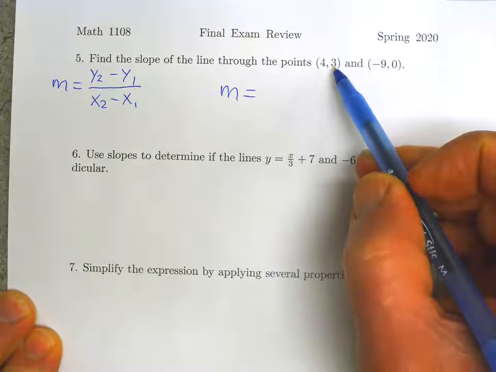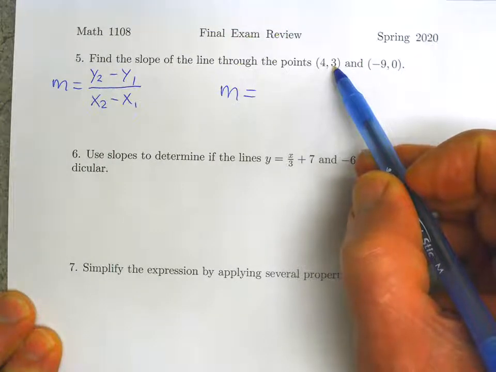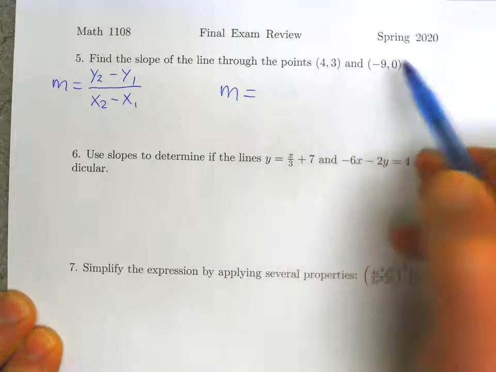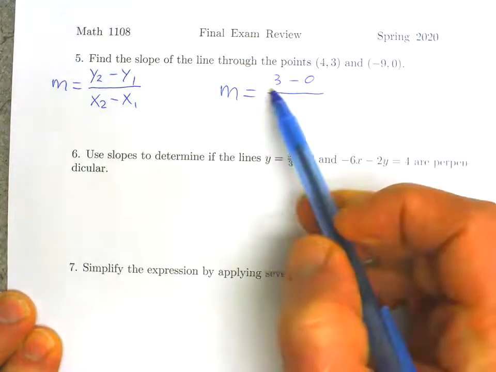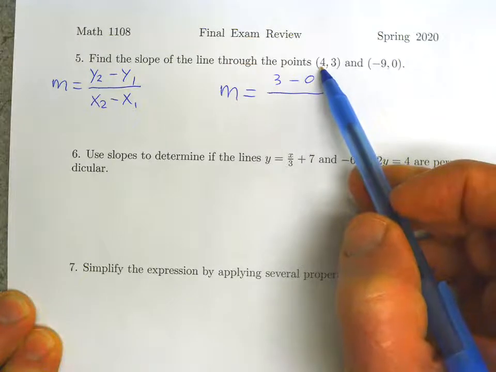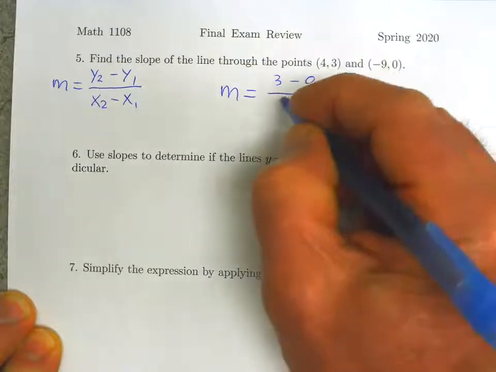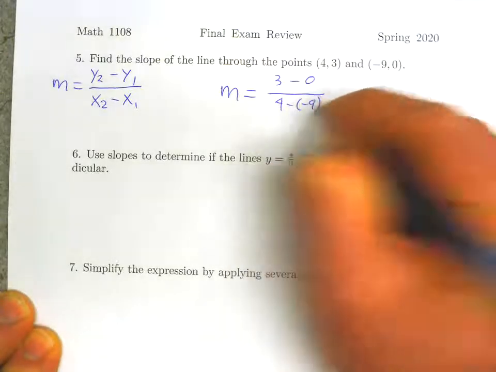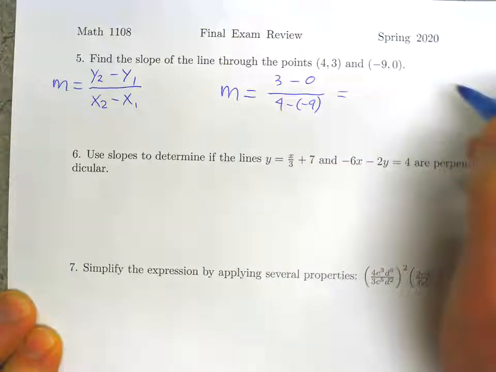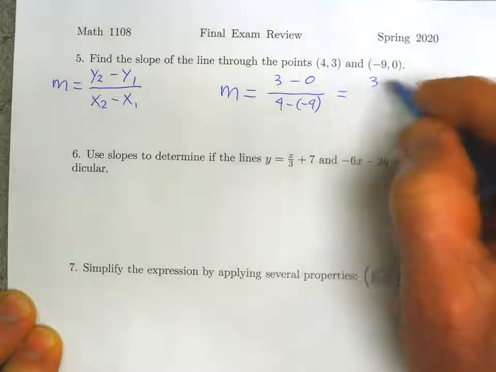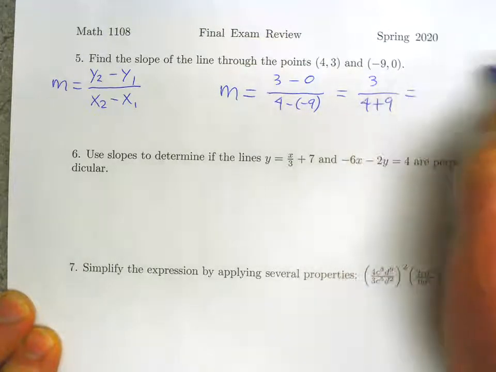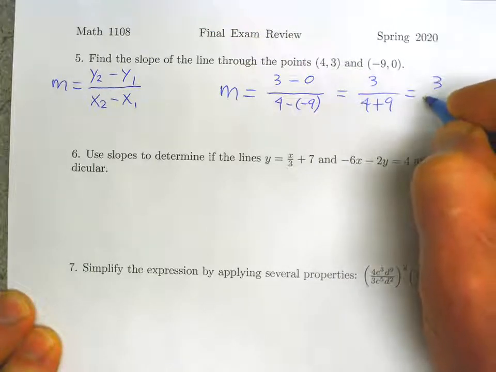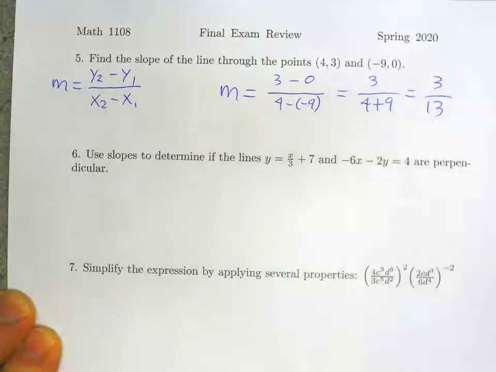So the numerator, all right, 3 minus 0, that's the difference in the y-coordinates. And then in the denominator, the difference of the x-coordinates, 4 minus negative 9. 3 minus 0 is 3. 4 minus negative 9 is 4 plus 9. And so the slope is positive 3 over 13.